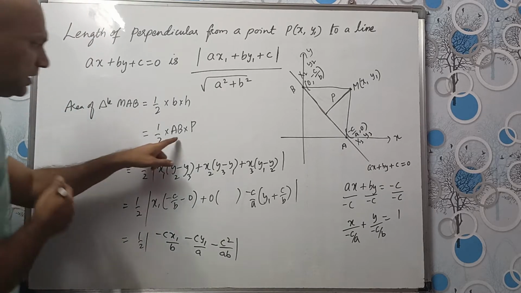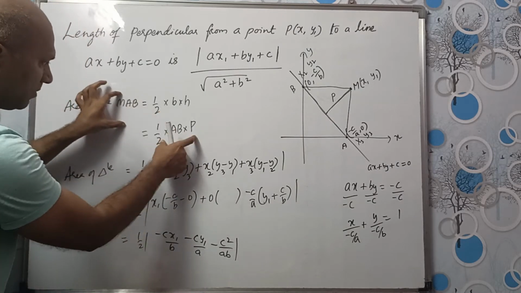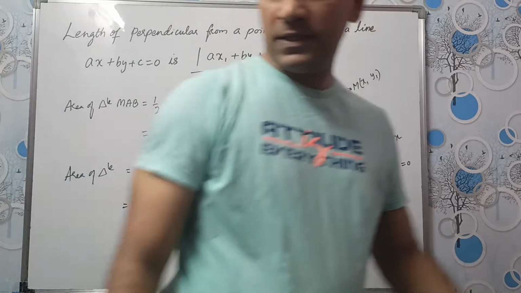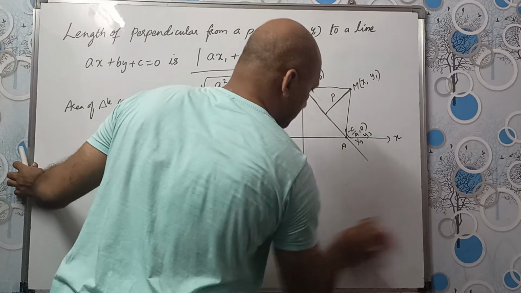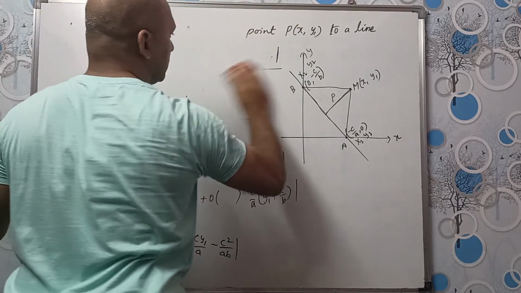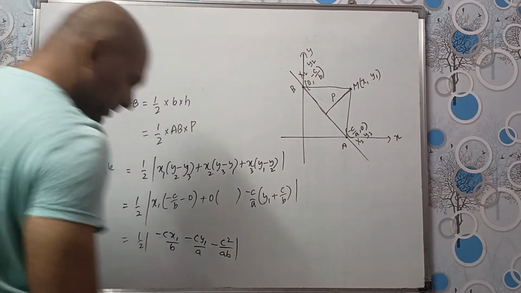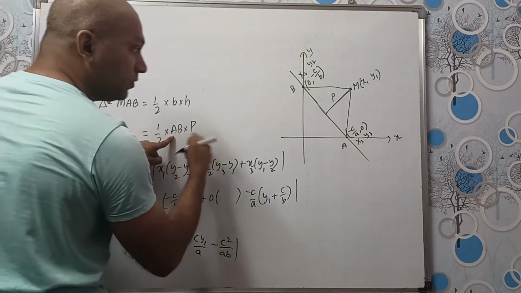Now, see, we need to equate this part and this part because this is area of MAB. This is also area of MAB, right? So let me just rub this part. Rub some part from here. Okay. I'll rub this also. Let us equate. Okay, we need to find AB first.